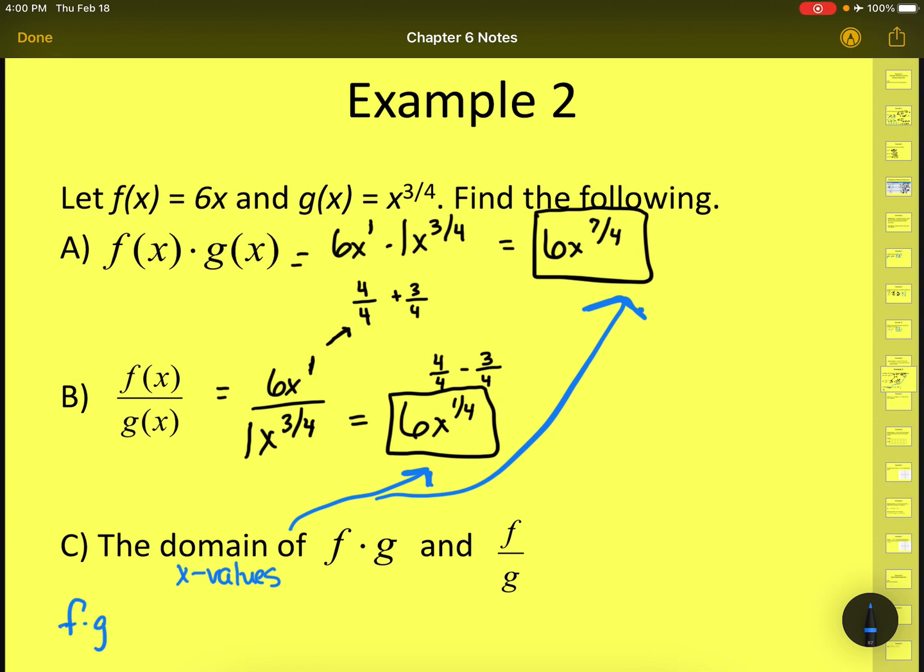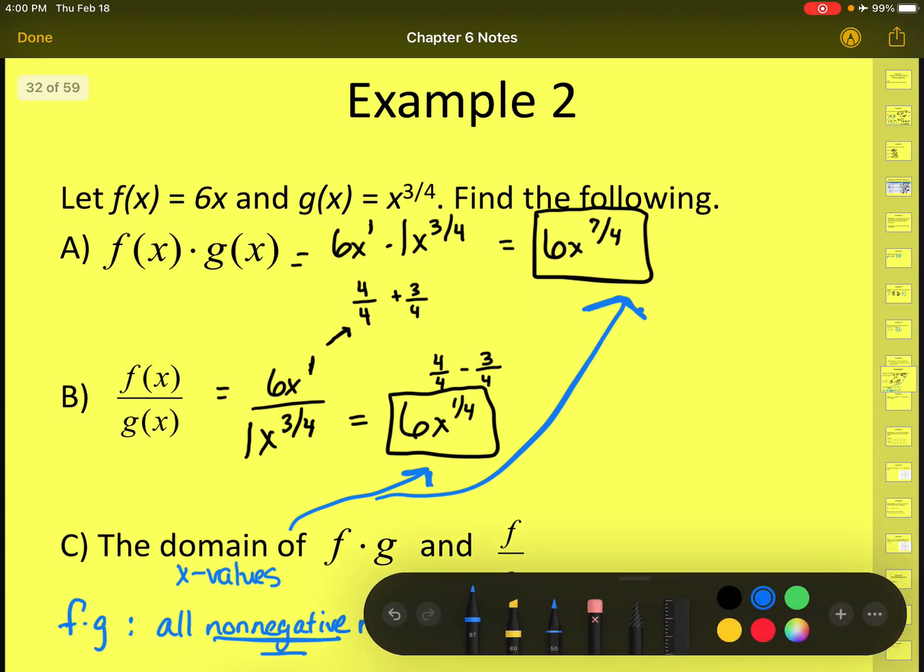Okay, so for the domain of f times g, again, that's just all non-negative real numbers. And again, non-negative meaning I can plug in 0 and I can plug in positive numbers, but I can't plug in any negative numbers.